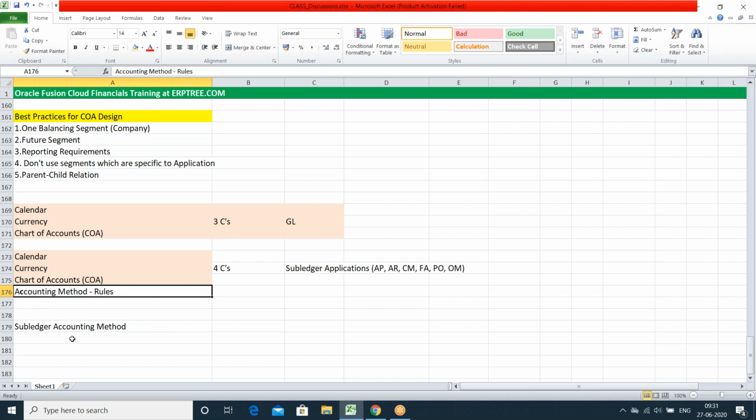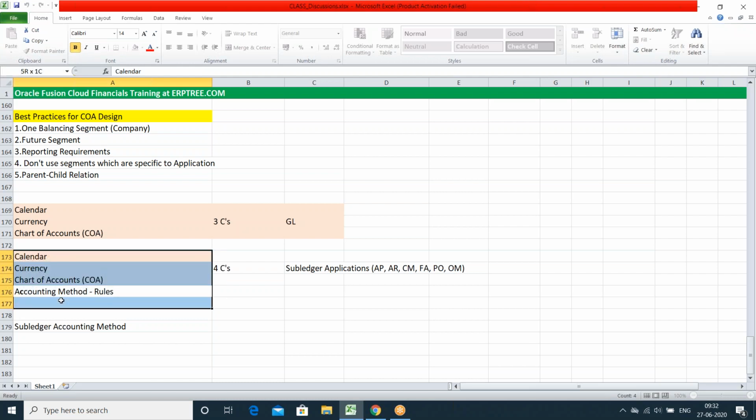There is a technical term called conventions, accounting conventions. Don't consider conventions. From conventions, Oracle is taking the 4th C. You can refer to the Oracle documentation also. They say in the accounting method, they are taking C from the second letter. So these 4 components, if they are ready in the system, you can create the transactions in the subledger applications.